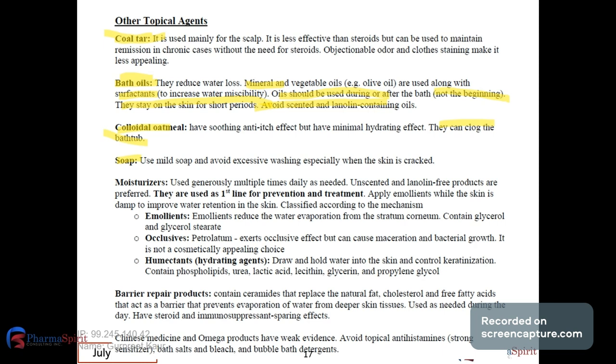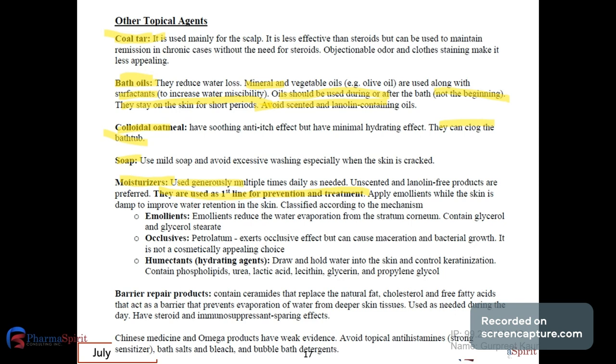Another important topical agent that we can use is the moisturizers, and moisturizers should be used as first line agents for the prevention and the treatment. And for sure, you will find people all the time use some sort of a moisturizer cream for their skin to prevent dryness and to prevent eczema and other skin dryness. Moisturizers should be used generously multiple times daily as needed. And you will see this all the time. People will get a tube of moisturizer and apply some to the hand and rub it. And they do this maybe every hour or so.